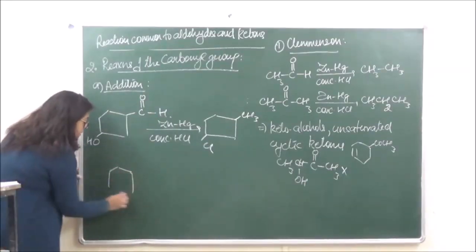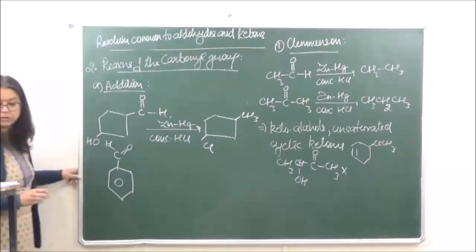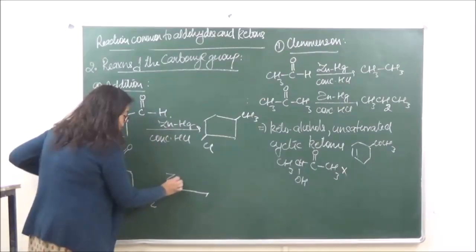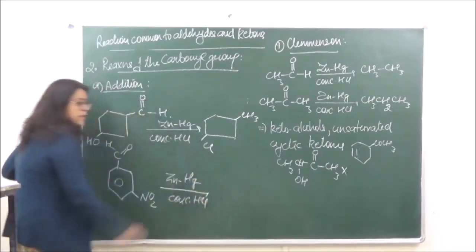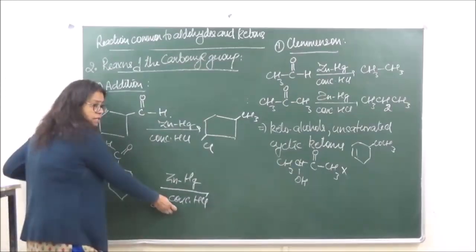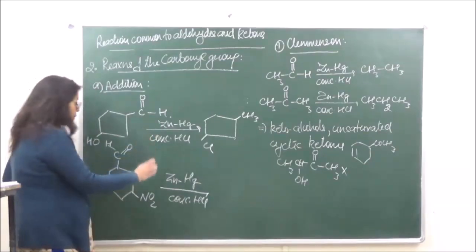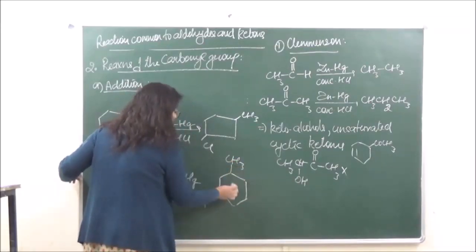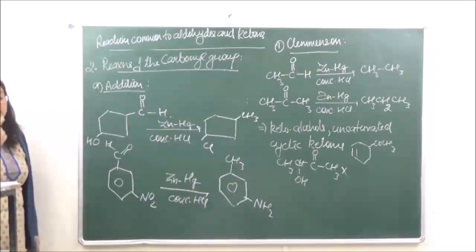Now if we have a compound like this, we are using the same reagents over here in presence of concentrated HCl. Because we are using concentrated HCl, NO2 is getting reduced to NH2 and this is getting reduced to the CH3 group. So the compound which we are going to get over here is going to be this.